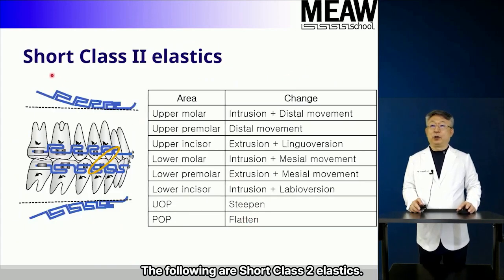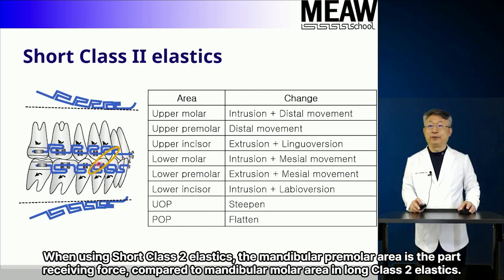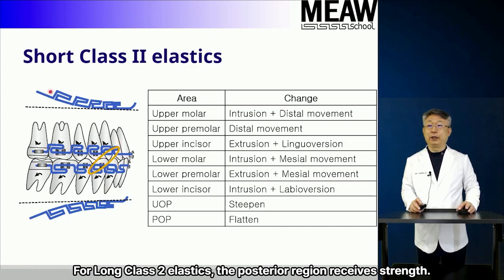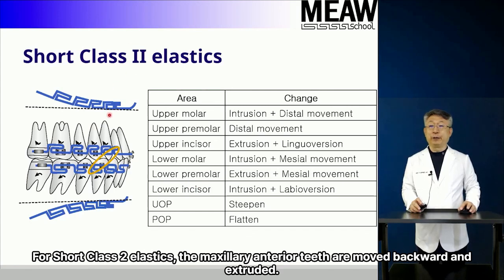The following are short Class 2 elastics. When using short Class 2 elastics, the mandibular premolar area is the part receiving force, compared to the mandibular molar area in long Class 2 elastics. For long Class 2 elastics, the posterior region receives strength. For short Class 2 elastics, the maxillary anterior teeth are moved backward and extruded.